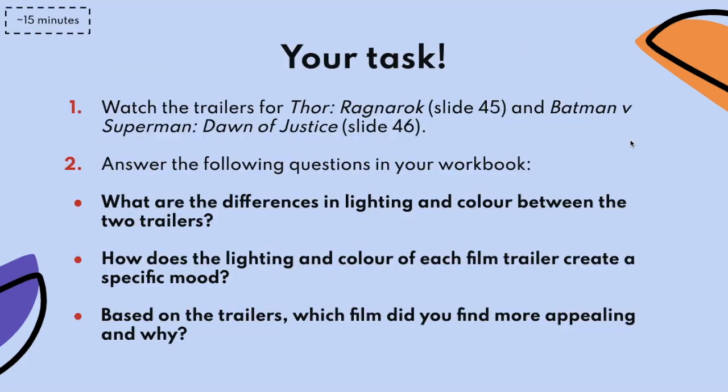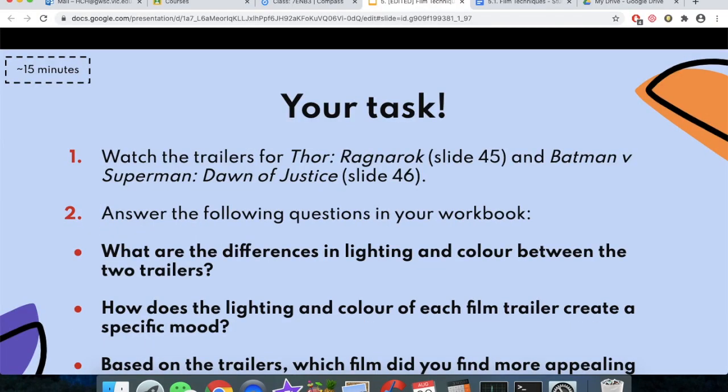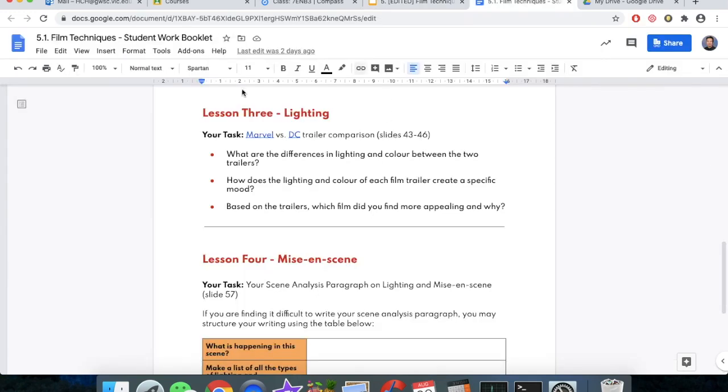So after you watch the trailers, I want you to answer 3 questions in your student work booklet. What are the differences in lighting and colour between the 2 trailers? How does the lighting and colour of each film trailer create a specific mood? And based on the trailers, which film did you find more appealing and why? So make sure you're answering those questions in your student work booklet under Lesson 3 Lighting. Alright, so feel free to pause this video and have a go at that activity. Once you finish the activity, you can begin playing the video again. Alright, enjoy and have fun.